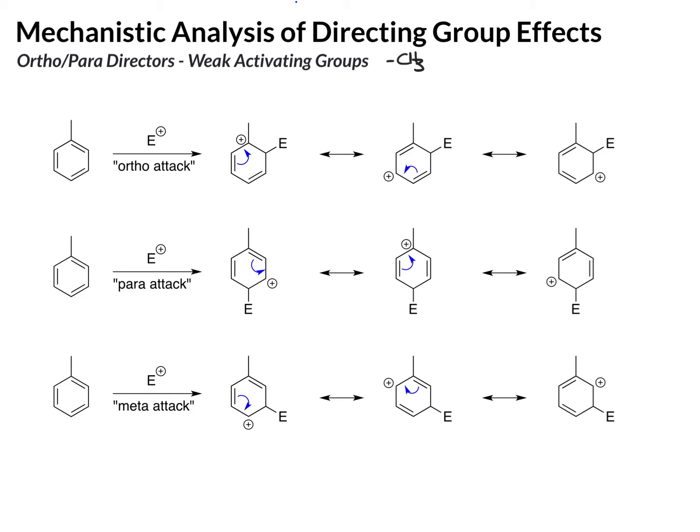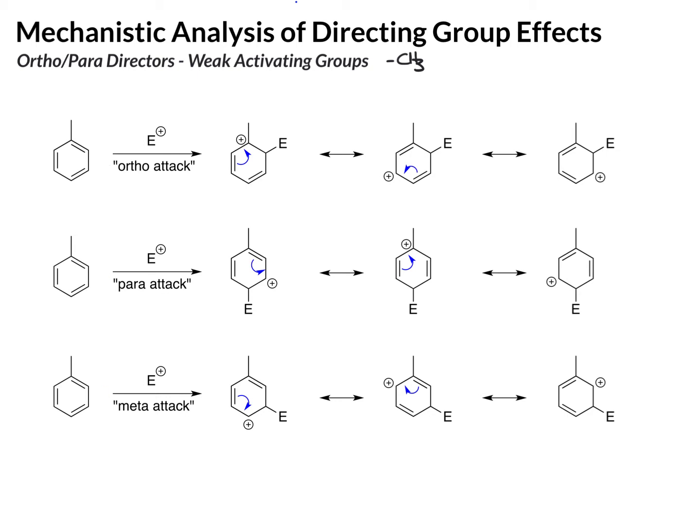And what we're going to do is look at ortho, para, and meta attack. And we know that methyl is an ortho para director, so the meta attack that we do is essentially a thought experiment. This doesn't happen, but these two do. So what we're going to try to do is figure out what makes these two pathways better than the pathway down here.